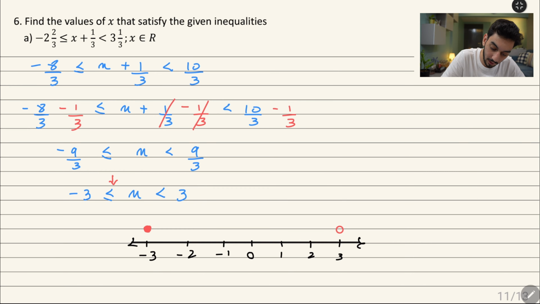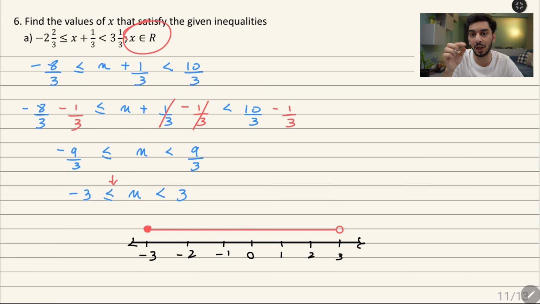And why do I connect it with a line and why do I not select a few numbers? Because the question itself says that x belongs to R. If it says x is an integer, then I have to select the integer values or whole numbers or whatever it says. Here it says R, which means all the real numbers are included in between them. Obviously we'll have only real numbers, no imaginary numbers in the real plane.